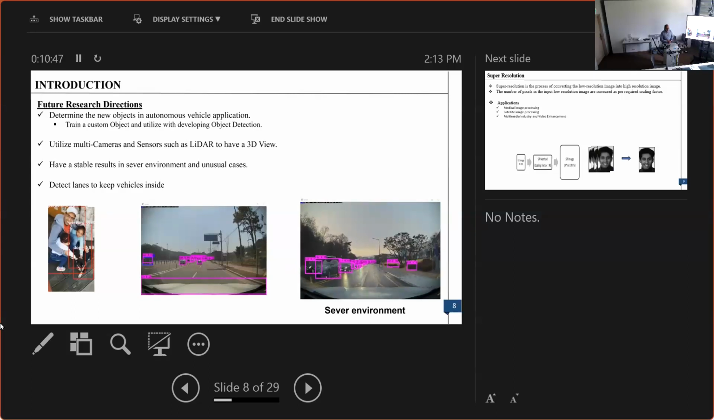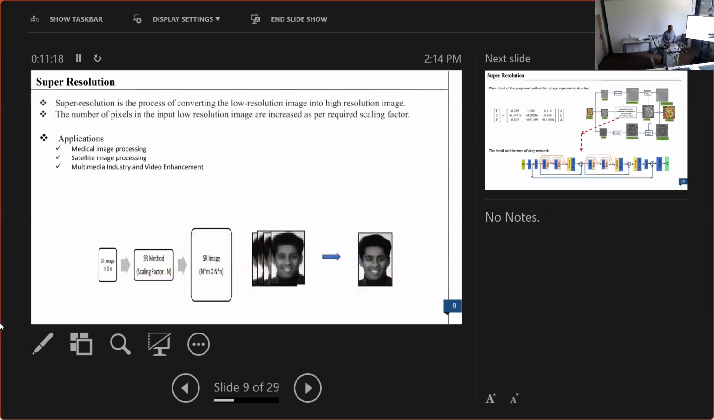I also have a great intention to utilize several cameras, LiDAR, and several sensors, and combine all those data in one algorithm. And since I was working on vehicle tracking and autonomous vehicles, I also had to detect lanes to keep the vehicle inside the lane. After that, I moved to another topic, which is super resolution.